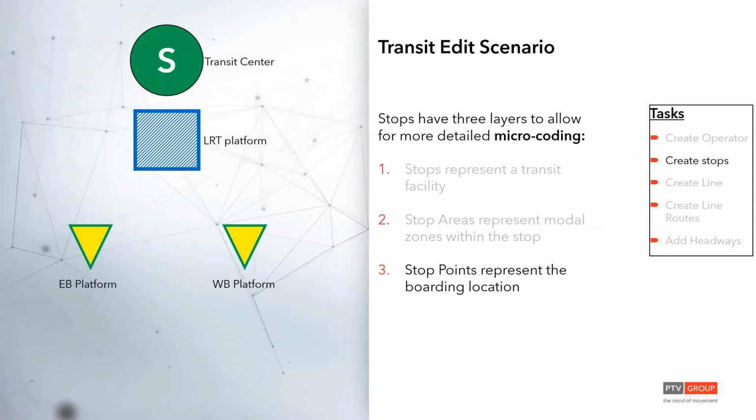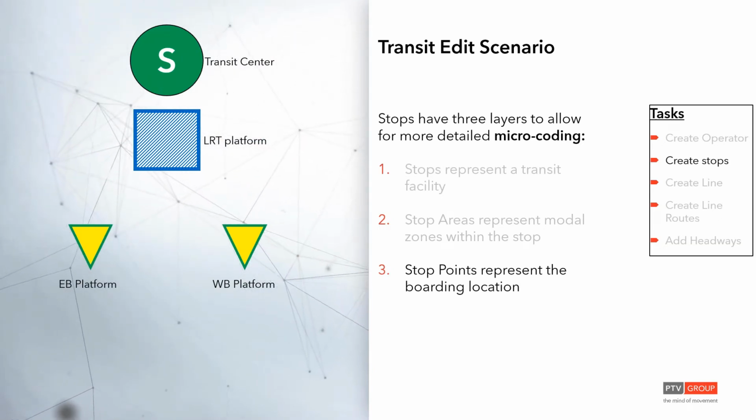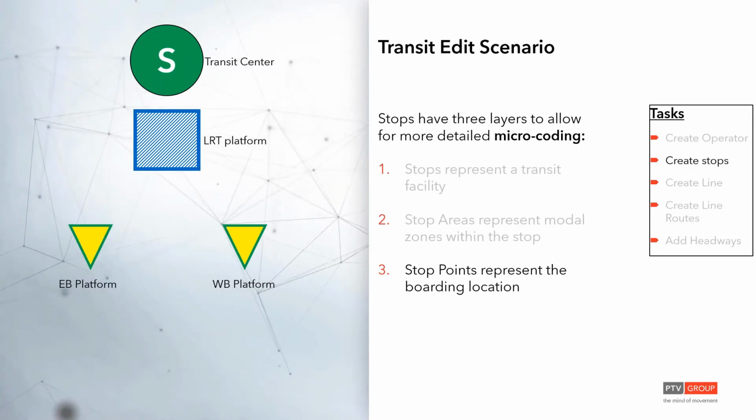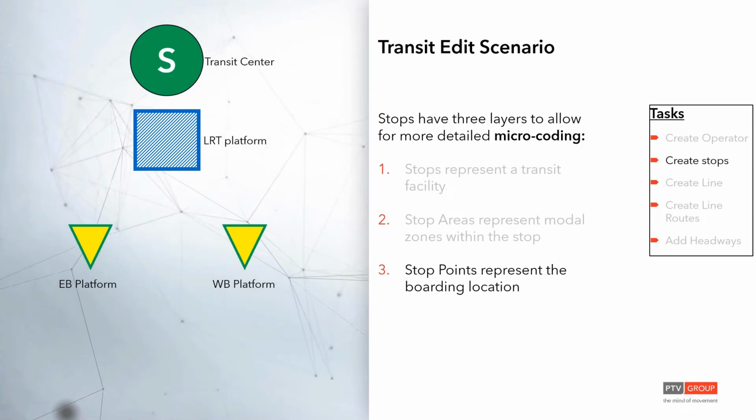And then the stop points themselves represent boarding locations. So for example, we might have a transit center that has various stop areas, and one of which might be our LRT platform. And we might have an eastbound platform and a westbound platform where the eastbound line routes go through and the westbound line route goes through individually. So we have this tiered approach to stops that we use to give us as much detail as we need.